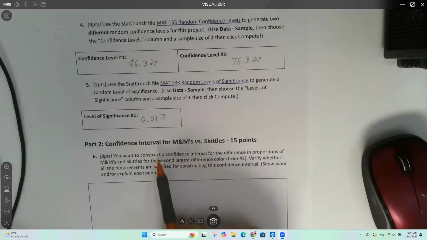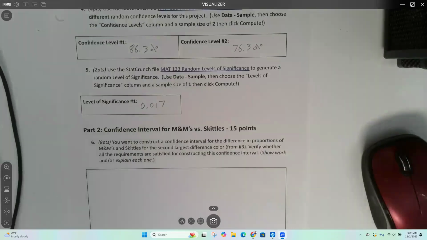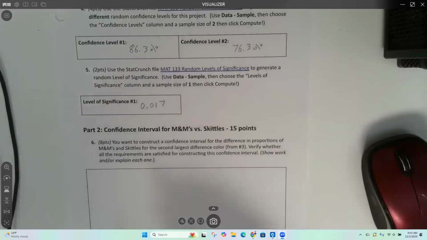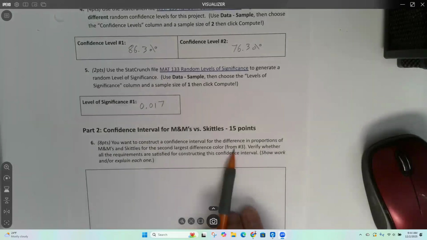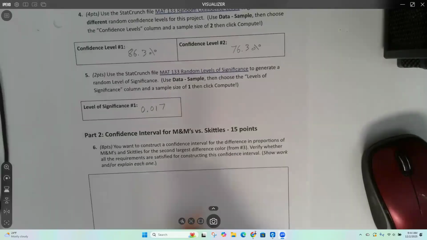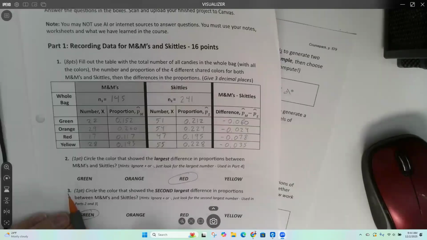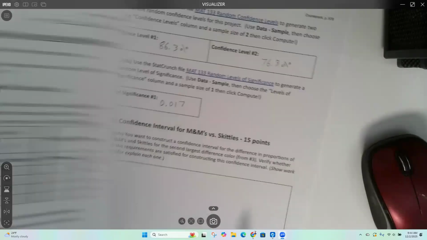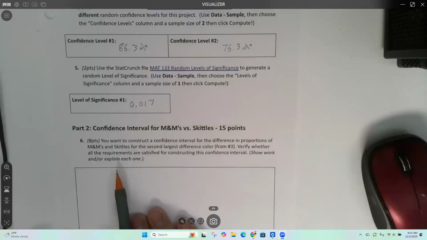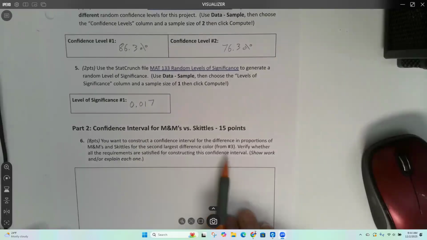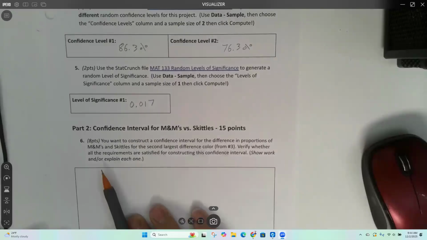First, confidence interval for M&Ms versus Skittles. You want to construct a confidence interval for the difference in proportion of M&Ms and Skittles for the second largest difference color. So for me, that was green. So from number three for me, I circled green. Verify whether all the requirements are satisfied for constructing this confidence interval. Okay.